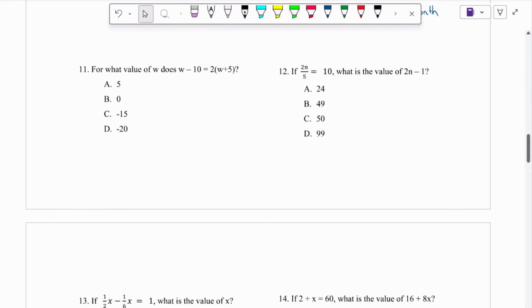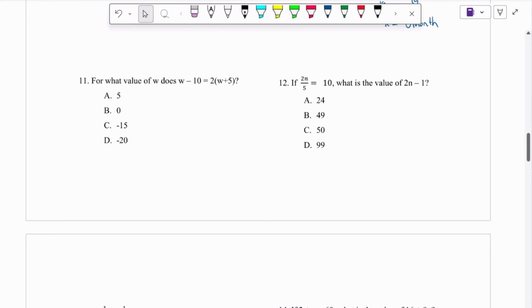All right, problem number 12. It says if 2n divided by 5 equals 10, what is the value of 2 times n minus 1? So this is a two-part problem. I got 2n over 5 equals 10. I got to solve for n first.